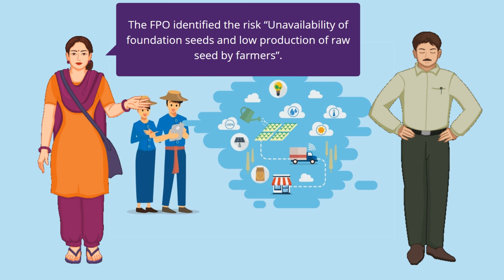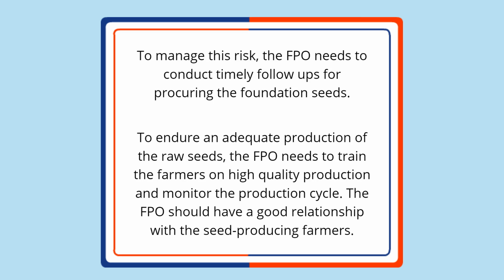The FPO identified the risks: unavailability of foundation seeds, and low production of raw seed by farmers. To manage this risk, the FPO needs to conduct timely follow ups for procuring the foundation seeds. To ensure an adequate production of the raw seeds, the FPO needs to train the farmers on high quality production and monitoring the production cycle. The FPO should have a good relationship with the seed producing farmers.